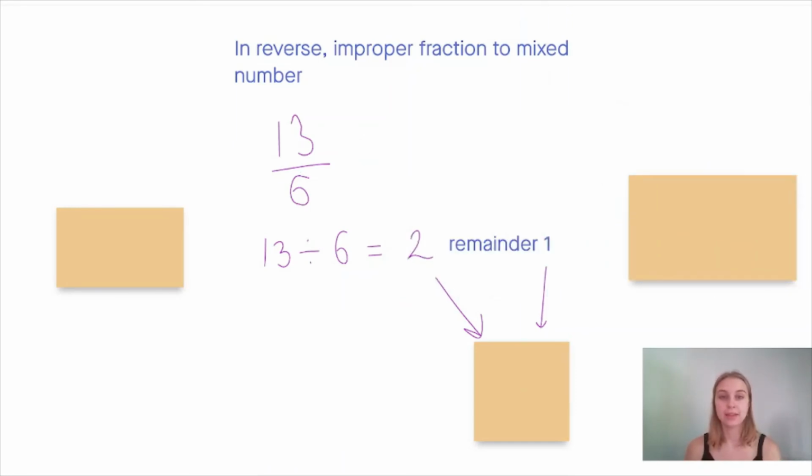And then 2 times 6 is 12, and then 13 minus 12 gives us 1, which is the remainder. Now that 2 becomes our integer, and that 1 becomes the top part of our fraction, which keeps the same denominator. So we end up with 2 1/6 is the same as 13 sixths.